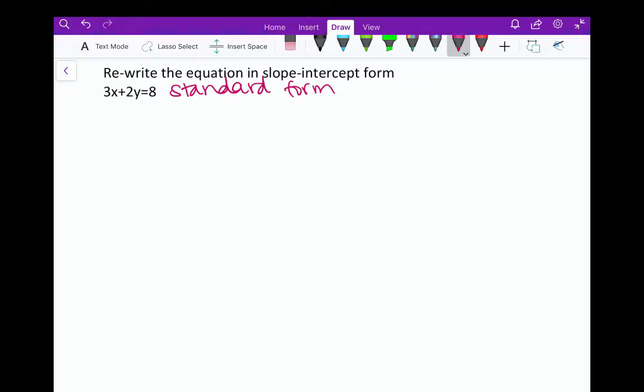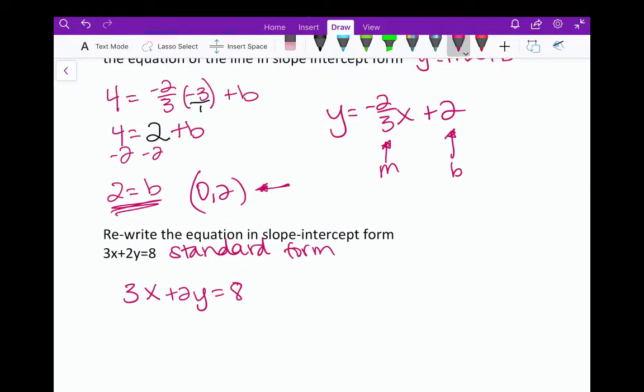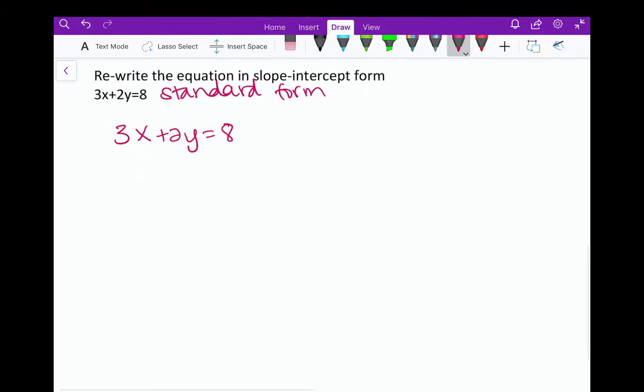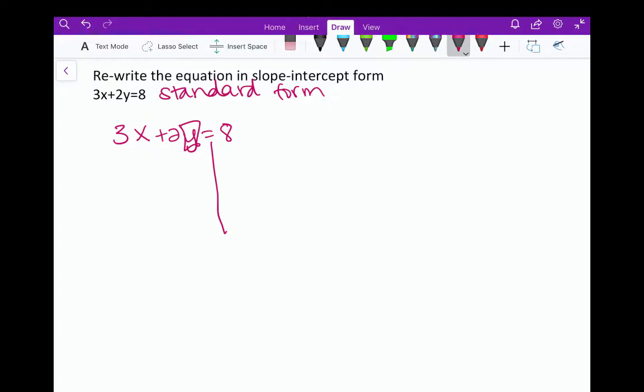But this time we're going to actually solve for y because we want to get it into slope-intercept form. So if you notice, in slope-intercept form, the y is always by itself. So we want to get y by itself, and we've actually already done this in some form or fashion. So I'm going to get y by itself. I'm going to subtract 3x from both sides.